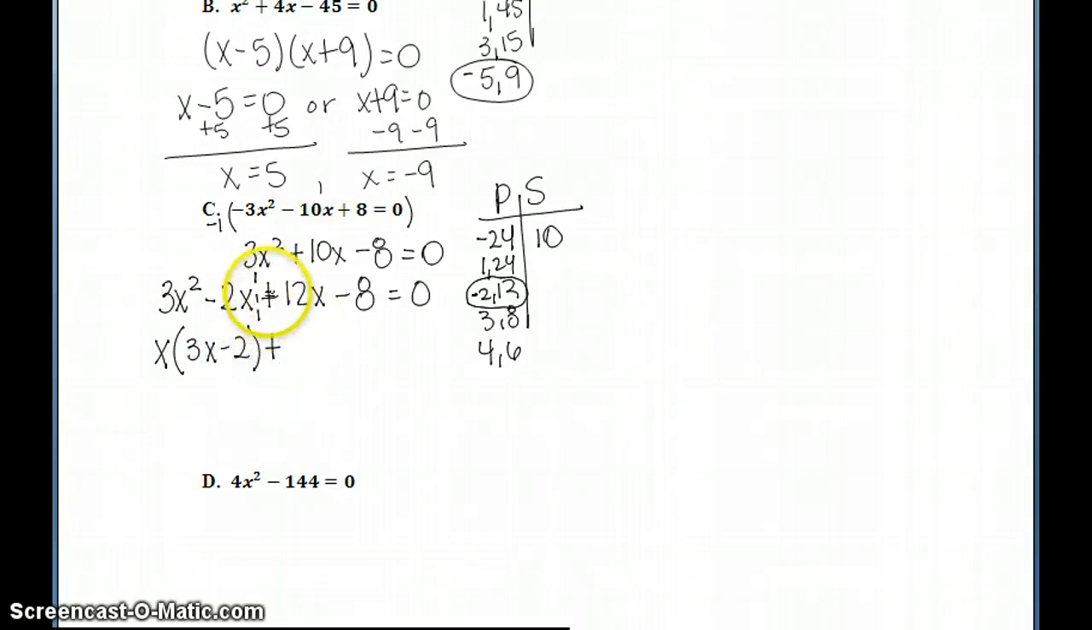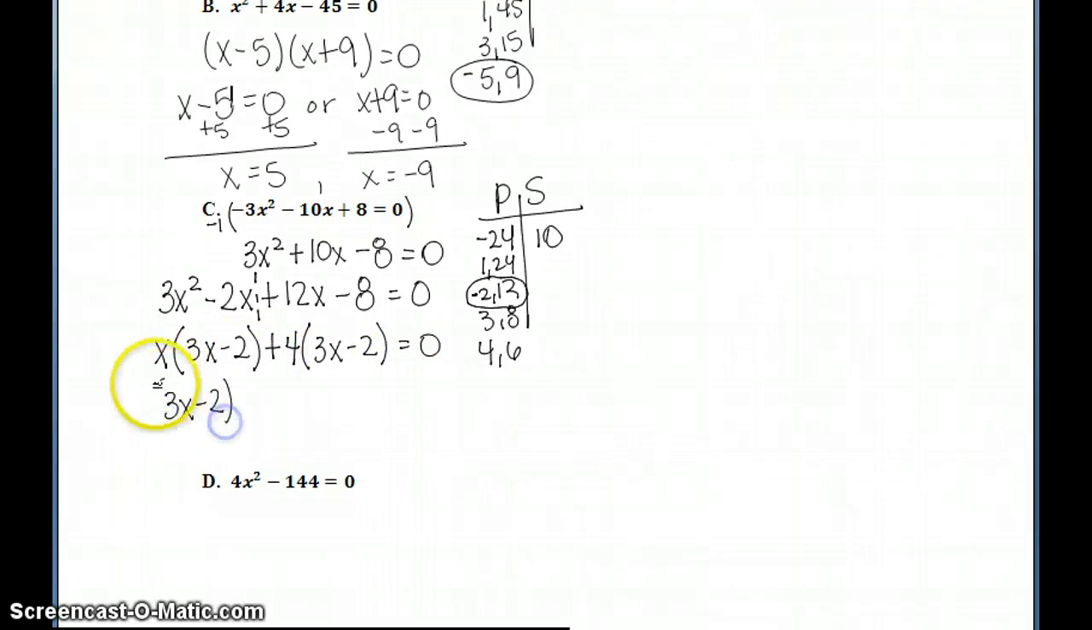Plus, because of that plus right there, 12 and negative 8, they have a 4 in common. It always needs to be the biggest thing they have in common. And that's going to give me 3x minus 2, which, it's really important that these parentheses are matching. And so I'm going to factor out my matching parentheses, which is going to leave me with x plus 4.